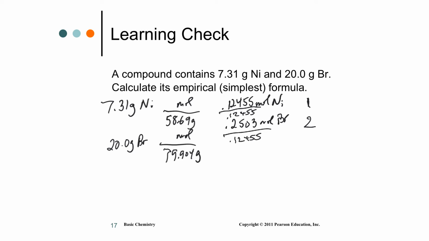That means nickel is going to be 1 and bromine is going to be 2, and the empirical formula will be NiBr2. Now this has to be looked at. What you do is go from grams to moles.